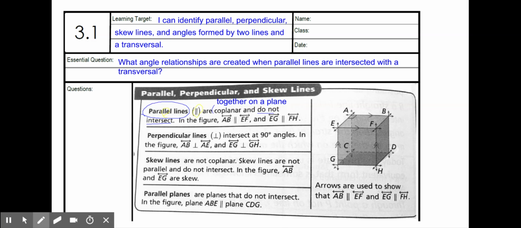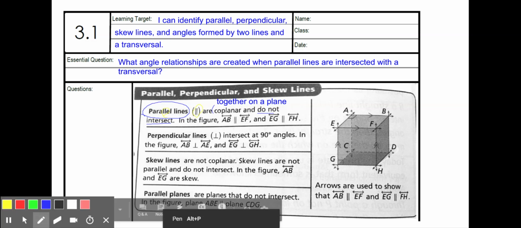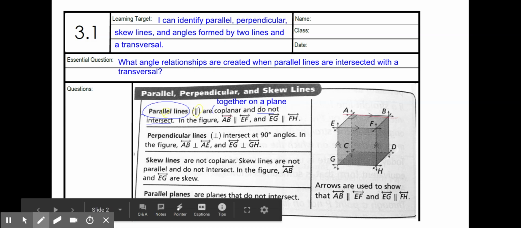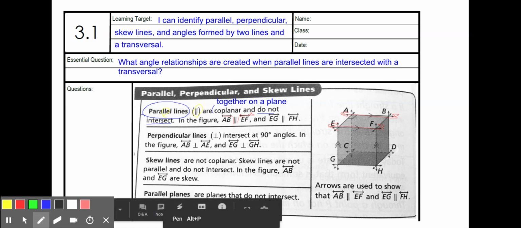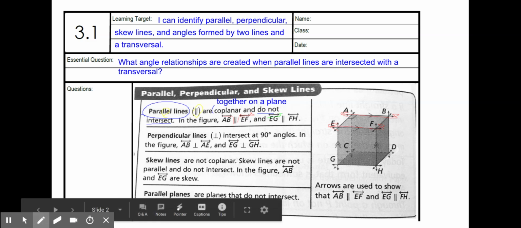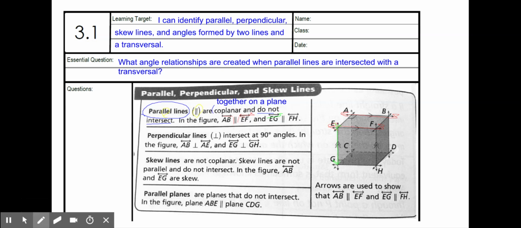They do not cross. So in the figure, we have line AB is parallel to line EF. So they're on the same plane, but they will never ever intersect. Also, we have lines EG on the front are also parallel with FH on the front.